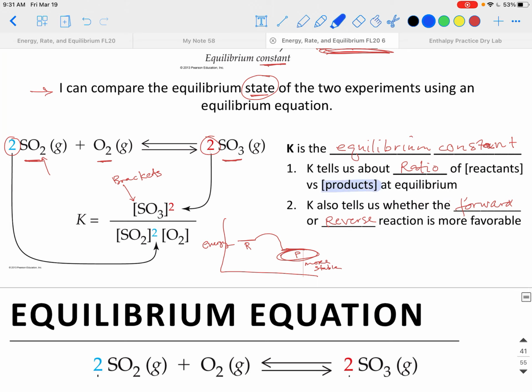If you have more products, a higher ratio, more products at equilibrium, then it's the forward reaction that's favorable. If your concentration of reactants is higher at equilibrium, then the reverse reaction is more favorable, okay? I hope that highlighting helped.